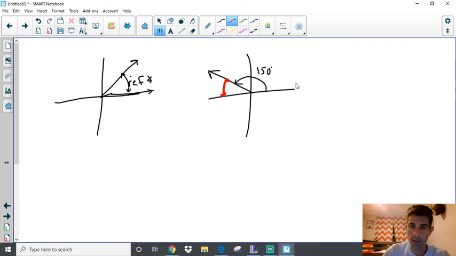So again, straight lines are 180. So that means that there's 30 degrees left. So this would be considered the reference angle there.